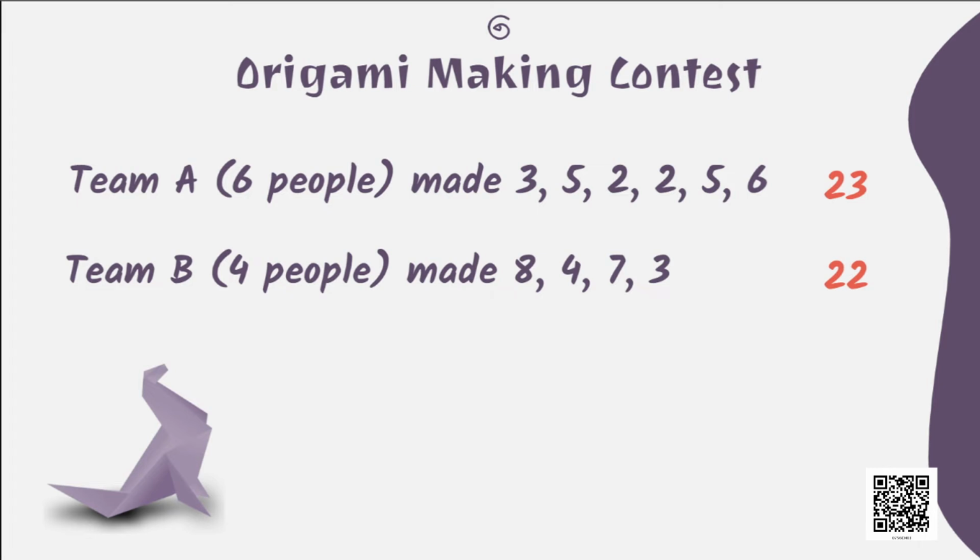You may say Team A, but Team A also had more people. But Team B had fewer people and they did fewer models. Team A had more people and they did more models. So now how to decide which team was faster? If both the teams had the same number of people, then we could have easily said which team was faster. But now how can we say? Think about it, children.